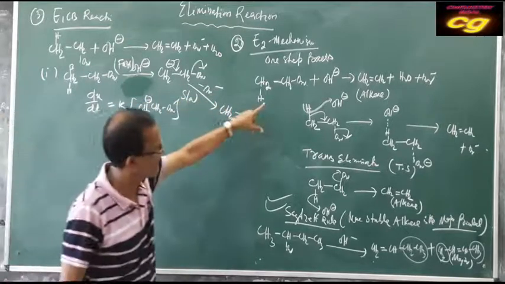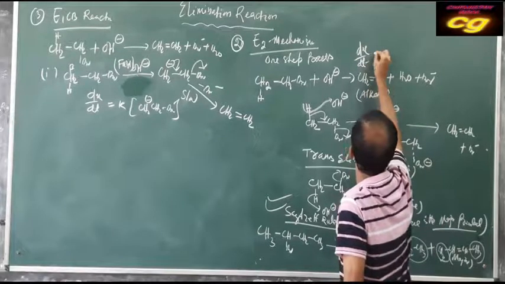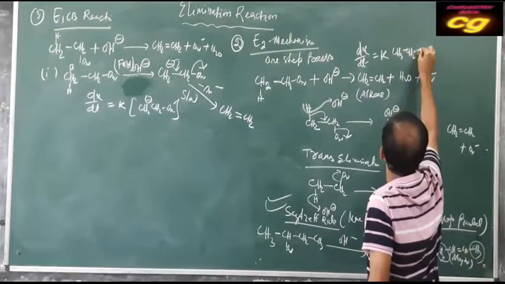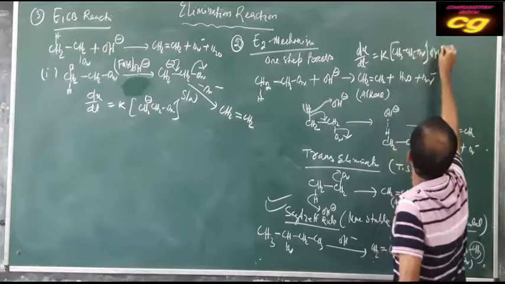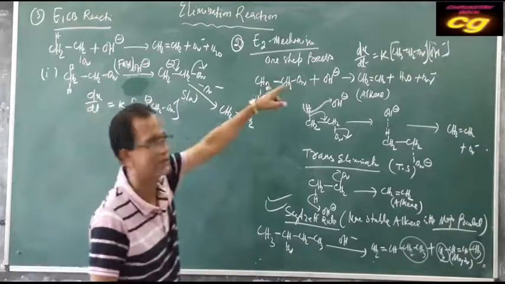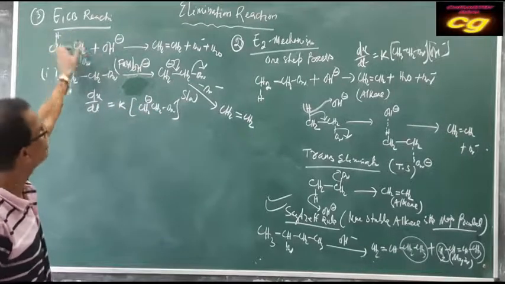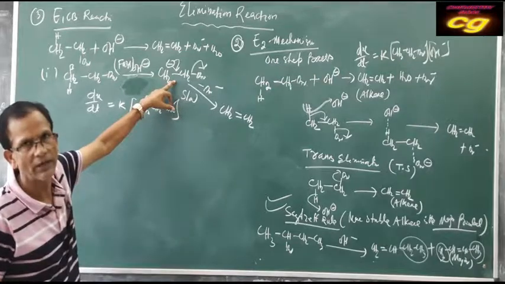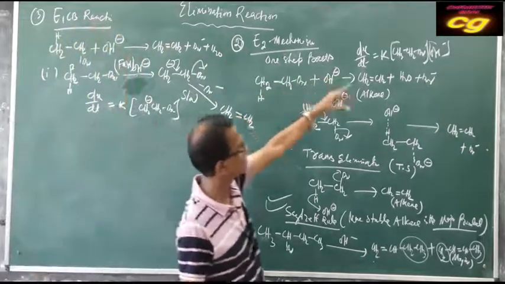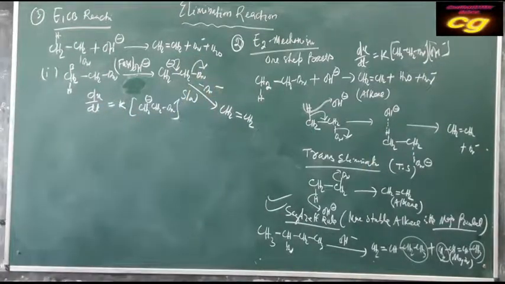But the rate depends upon the concentration of the conjugate base. In the E2 mechanism, the rate is equal to K times both the substrate concentration and the base. This is E2 kinetics, and this is E1CB kinetics. What is the main difference? In E1CB the conjugate base is involved in the rate determining step, in E1 the substrate is involved, but in E2 both the substrate and the base are involved.